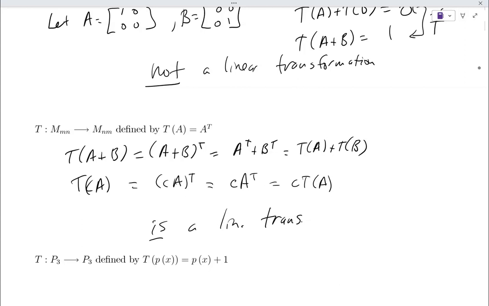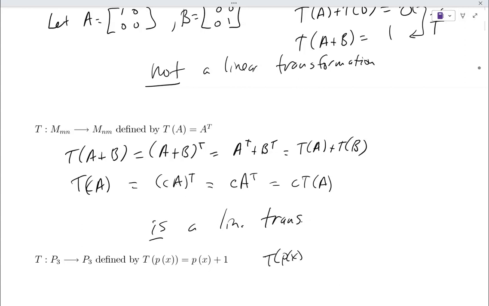This last one says doing the transformation on polynomial space, degree 3 or less. And it just says take the polynomial and add 1 to it. Is that going to work? No, this one's not going to work because if I add them together first and then apply the transformation, what's going to be on the end? Plus 1. If I take the transformation of both of them first, and then add it together, what's going to be on the end? 2, right?